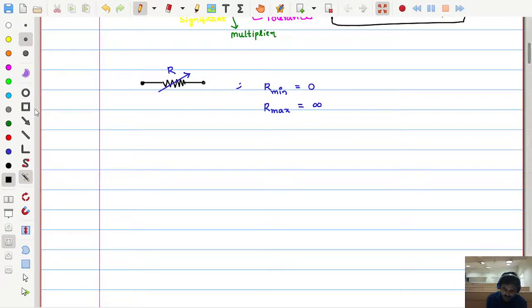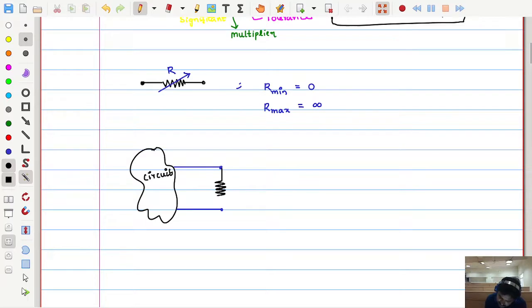So let me take it in this way. Let us assume that here I have some circuit, in which some element might be connected. So let us extend that element's terminals outside of that circuit. I am extending the element terminals outside of the circuit, and here let us place the resistor. What kind of resistor is this? Variable resistor, and let us vary this resistor.